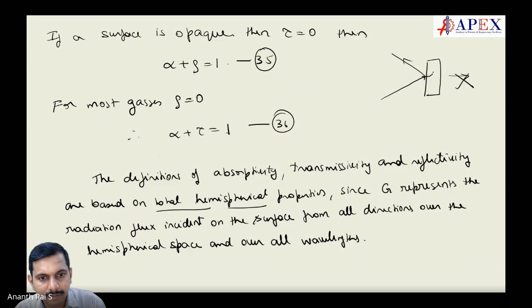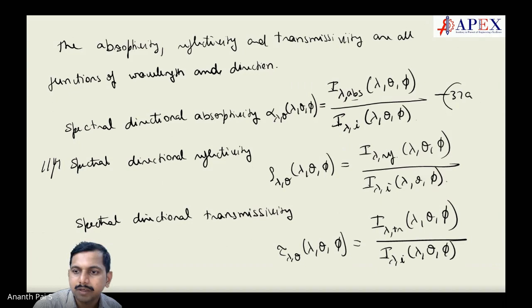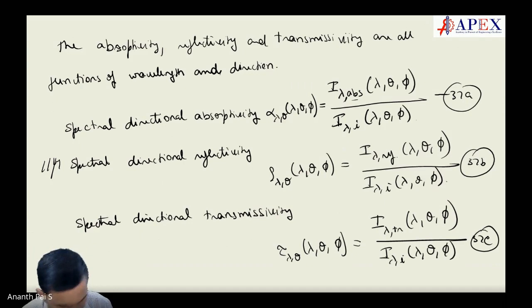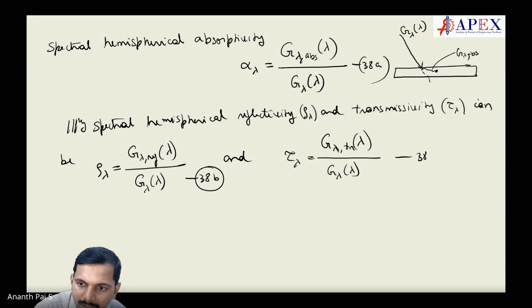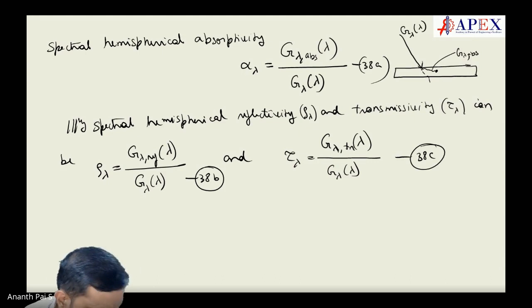Okay, numbers, where are we? We had 36. Put this as 37A, 37B and 37C. And these things you put as 38A. Let this be 38B and let this be 38C. Make sense? The average, very important. Okay, I'll write in the next slide. Understand this. See, you can write the equations anyhow, but when you understand, you will be able to write the equations.